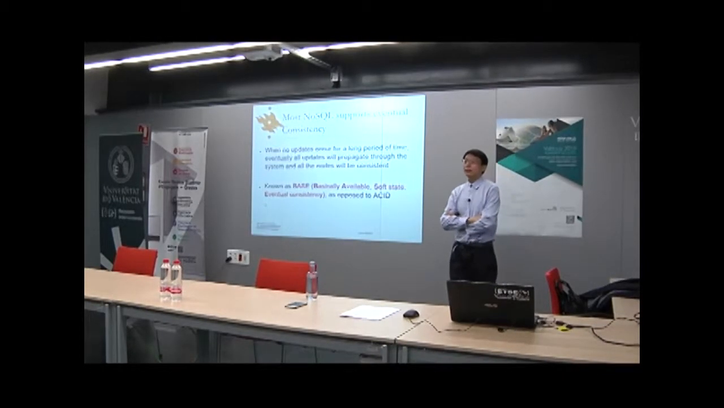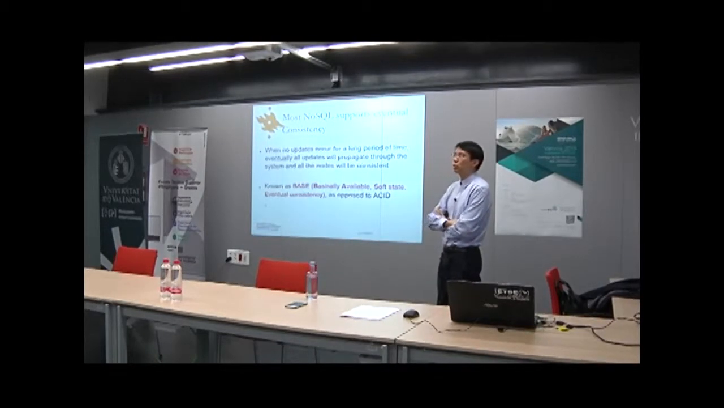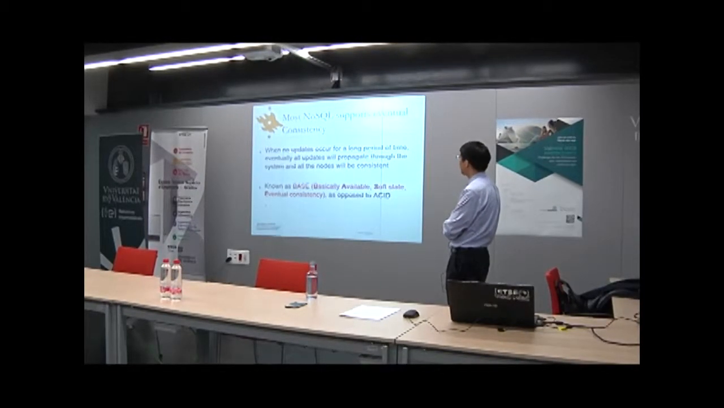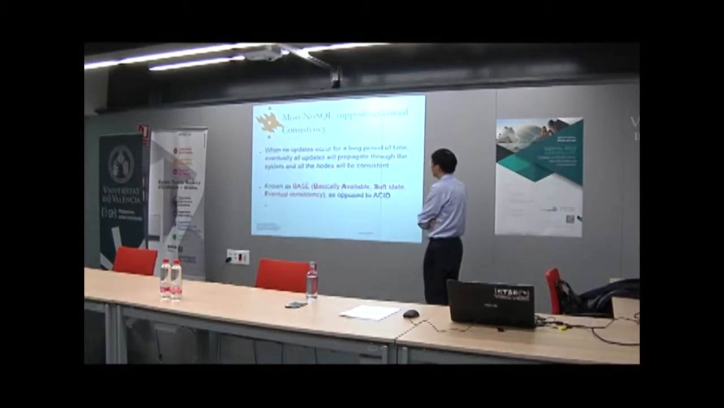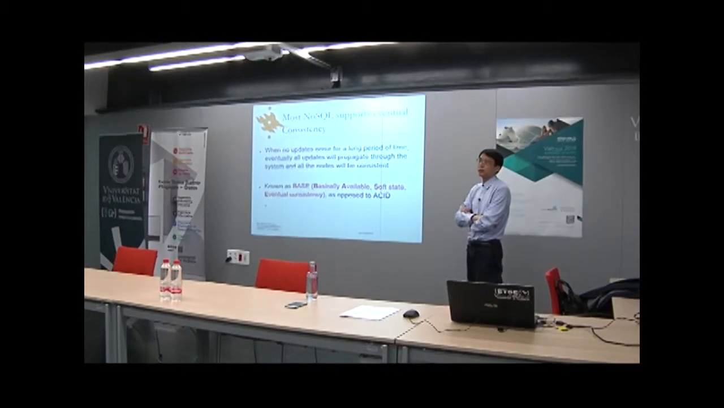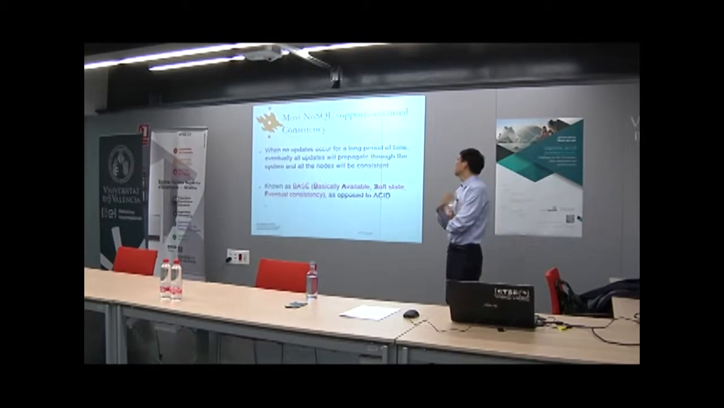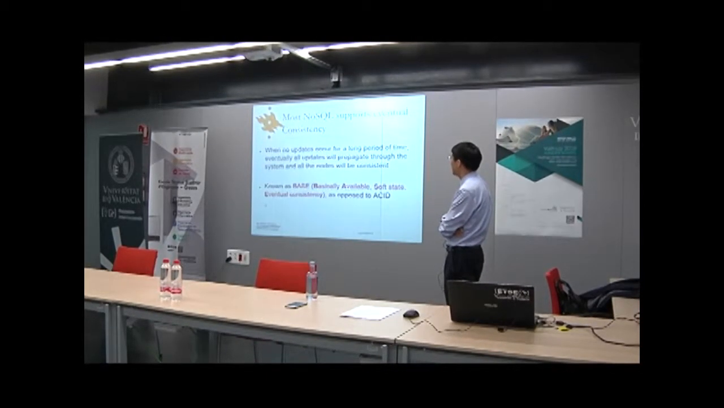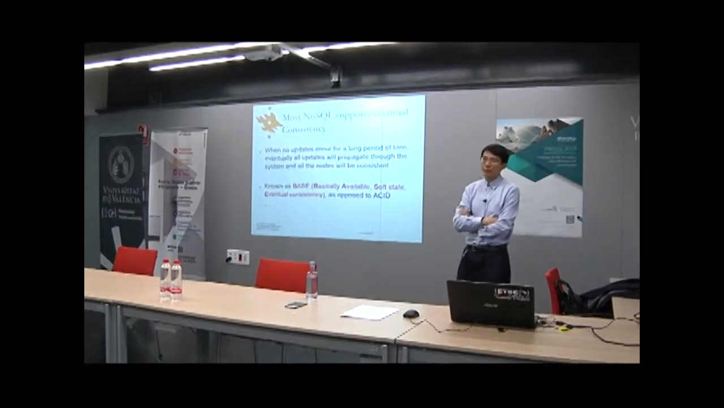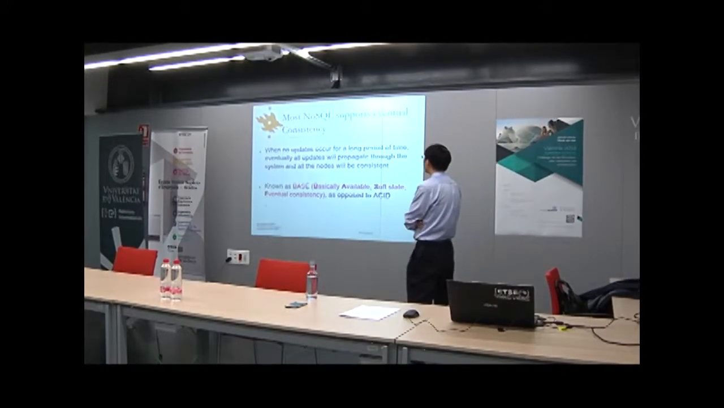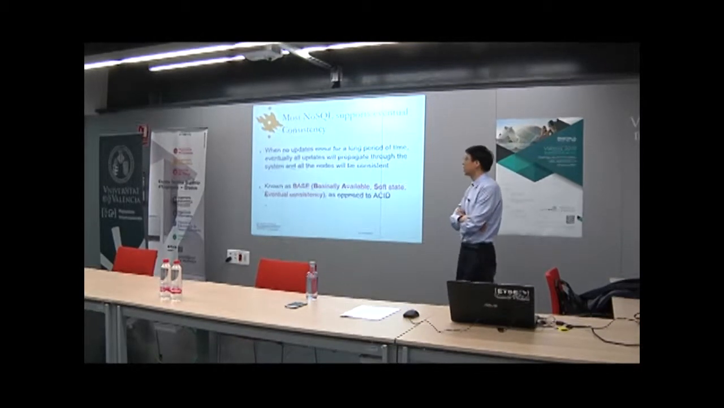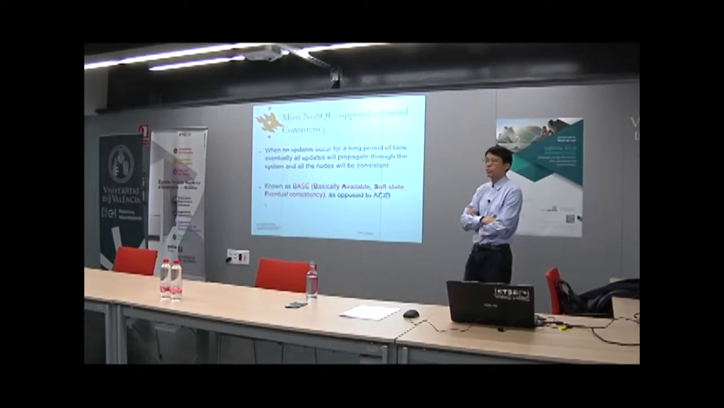That means that all the different parts of the machine will not be consistent at some times, but when no update occurs for a long period of time, then eventually, maybe even 1 day or 2 days, all updates will propagate through the system and all nodes will be consistent. So eventual consistency is not a real-time consistency. This has some latency. So this is called eventual consistency.